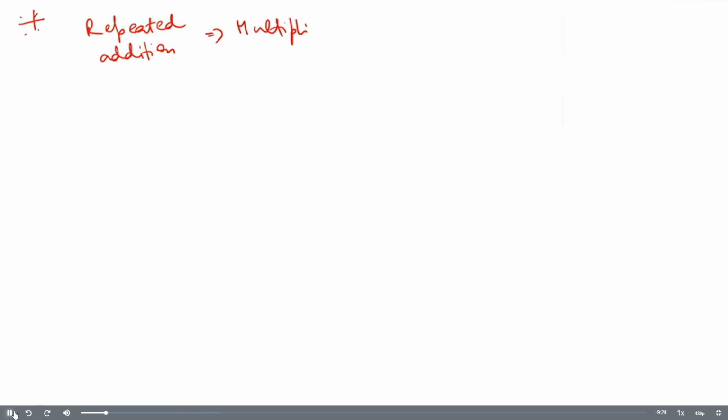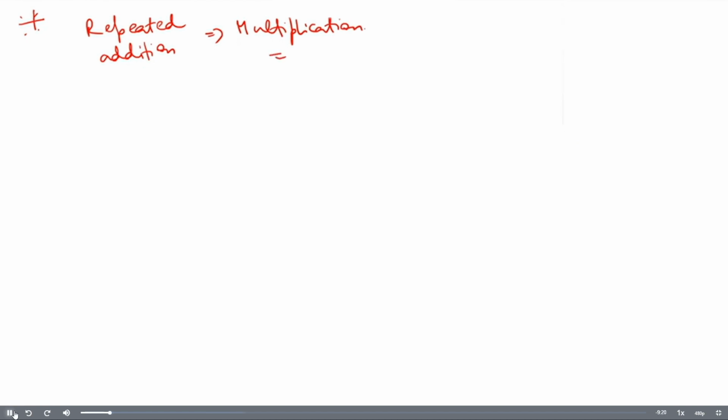Now let me go through some important points which are given in the ICAI study material. Okay, there could be a revision of what we've already done. Now when you talk about indices, we have to know that the result of a repeated addition gives us multiplication. If you want to do repeated addition, you can do multiplication.